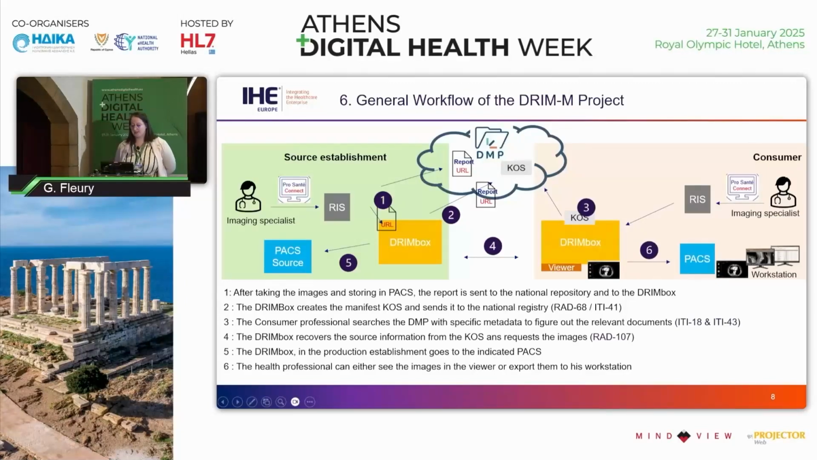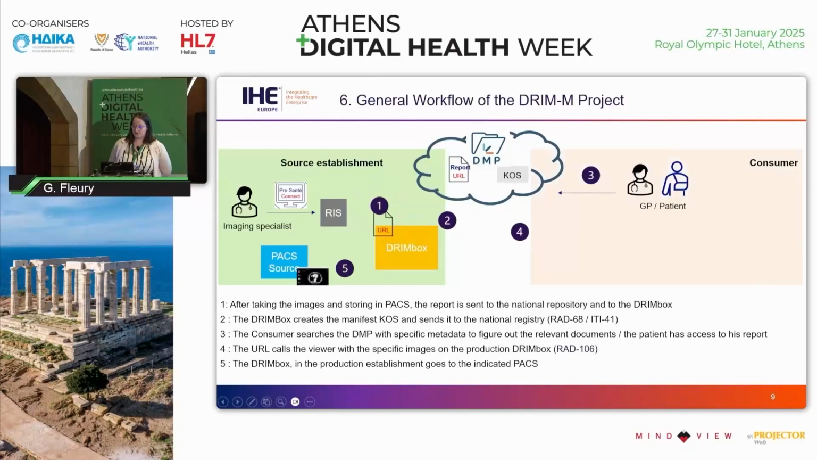And once the DRIM-Box gets the manifest, it has the information to call a request to the source DRIM-Box and get access to the images. The source DRIM-Box, that's step 5, can get the images from the packs and can send them to the consumer DRIM-Box that can now export the images to the packs of the consumer. So that's the workflow for the professional that has a pack system.